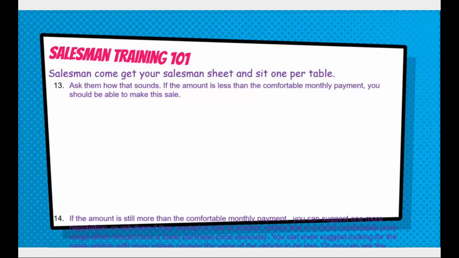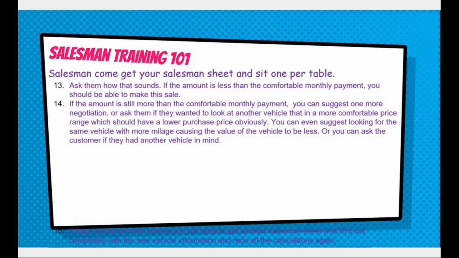If the amount is less than the comfortable monthly payment, you should be able to make this sale. You're done. If it's still too much, you have one more negotiation before you have to pick another vehicle. Or you can decide to go with another vehicle if you know that you're way off. So if the amount is still more than the comfortable payment, you can suggest one more negotiation. Do the exact same thing you just got done doing from the first one. Notate anything that the negotiation card says.